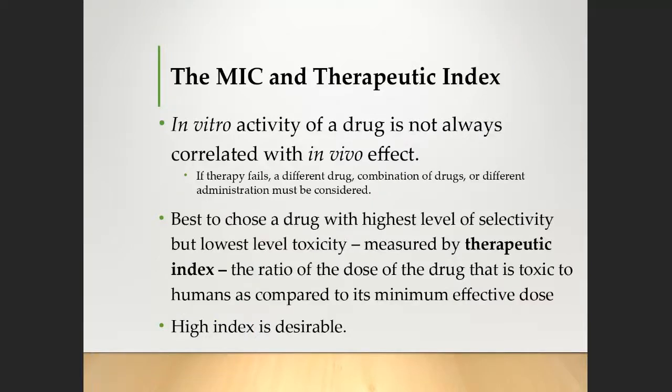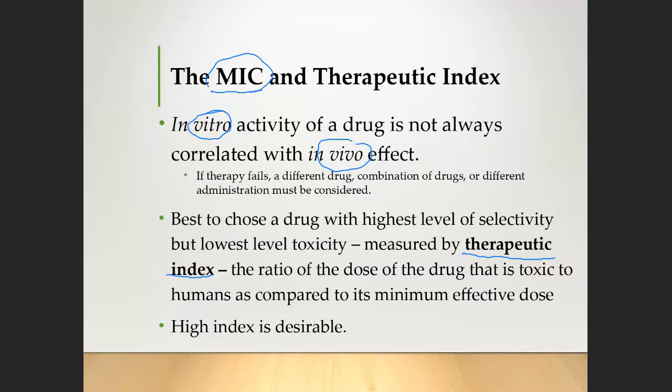Remember, the MIC is done outside the human body. It's called the in vitro test. So what happens if it is in vivo? It's maybe a little bit different. Therefore, we have to know whether the drug, if given to the human body, will be safe or not by calculating what we call the therapeutic index. So we also have to perform the test inside the cell, inside the human body.